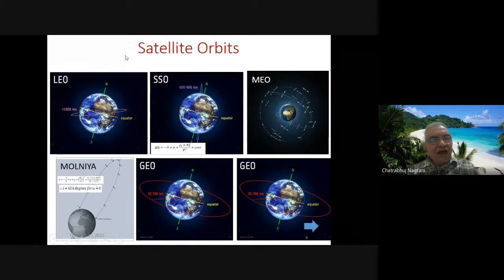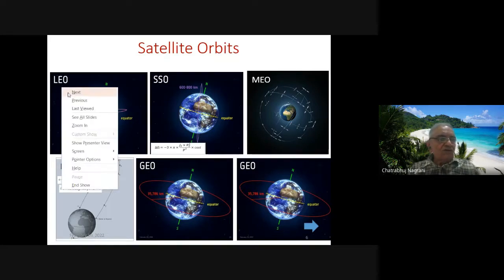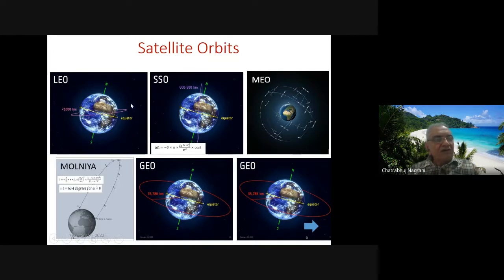Now here I am telling what type of orbits the satellites are normally put. LEO, that is low Earth orbit. Low Earth orbit means it is less than 1,000 kilometer orbit around the Earth, that is from the surface of the Earth.